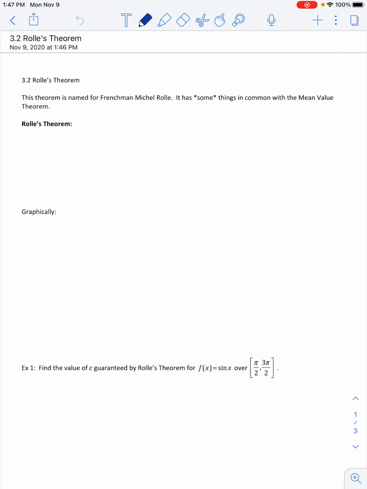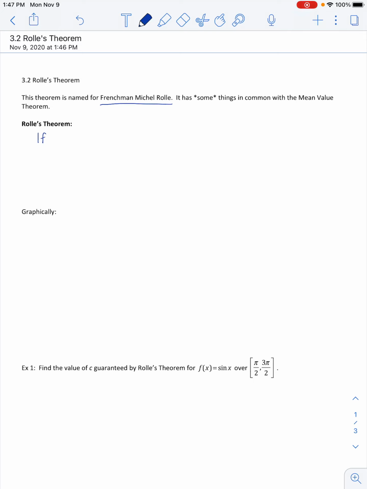All right, we are still in section 3.2. Rolle's theorem is named for a Frenchman, a mathematician, and it has a lot of things in common with the mean value theorem. So we study one theorem and the mean value theorem first, and then because this is so closely related to it, it makes a lot of sense to do it in the same section. Because we have a little bit of experience with the mean value theorem, we're actually going to write Rolle's theorem out first and then look at what it means graphically and how it's the same and how it's different.